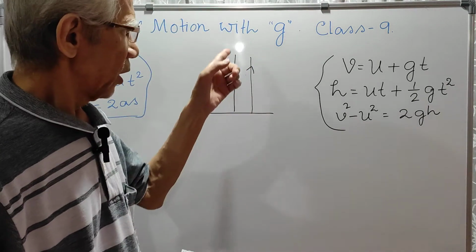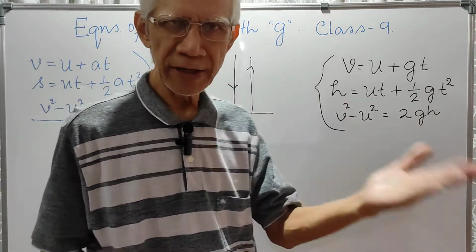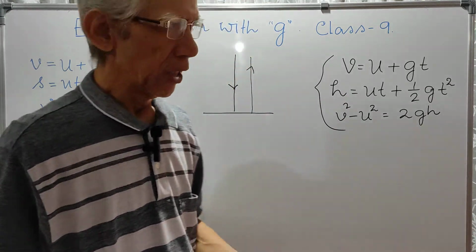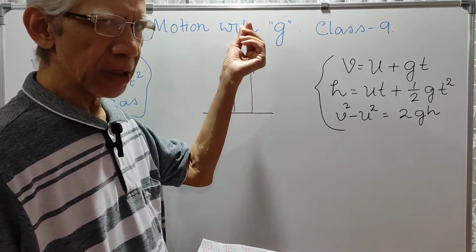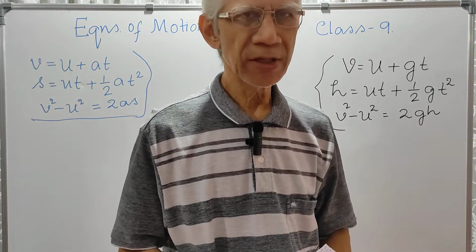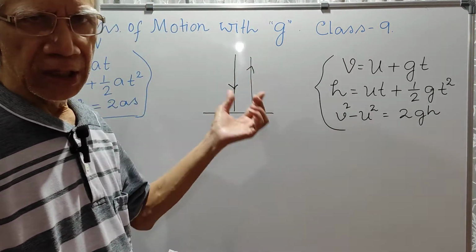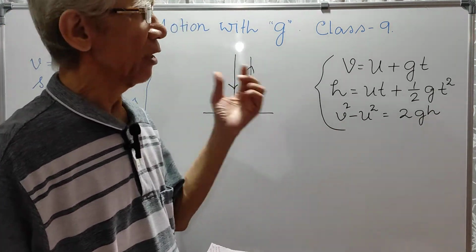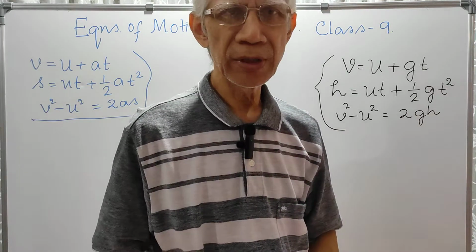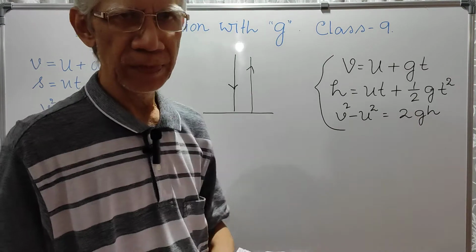So remember, while having free fall, a body acquires acceleration which is positive, and while moving vertically upward, a body acquires acceleration which is negative. Negative acceleration is retardation. All right. Now this acceleration is due to Earth's gravity, therefore it is called acceleration due to gravity, and this is symbolized by the letter g. All right.